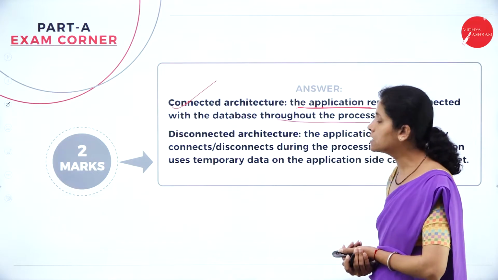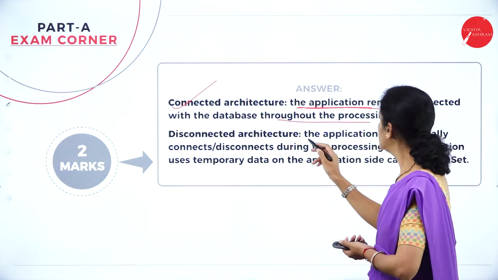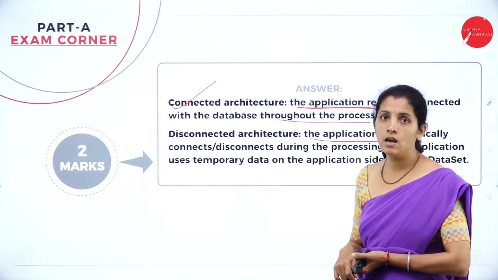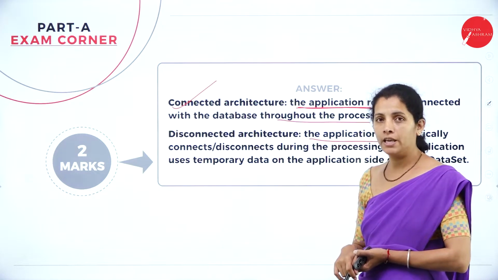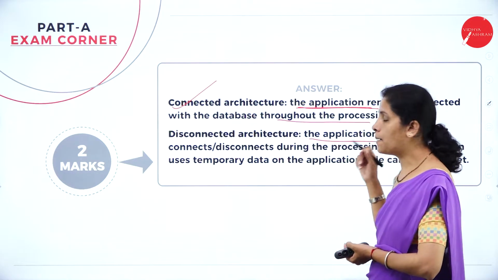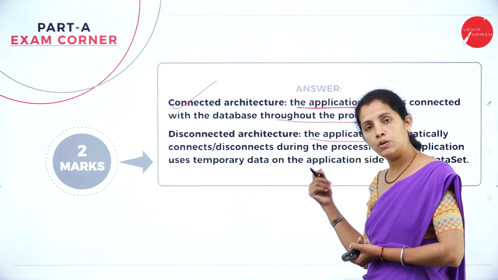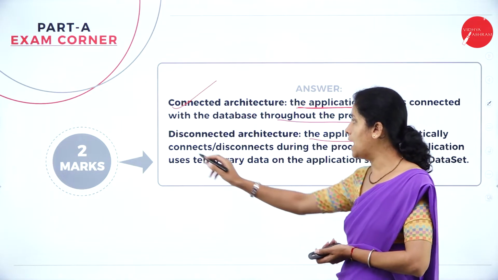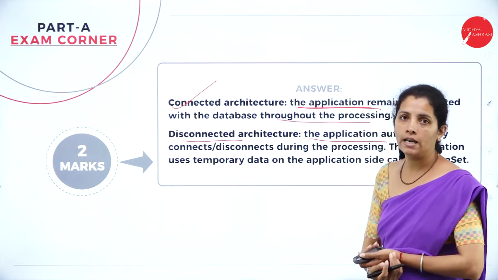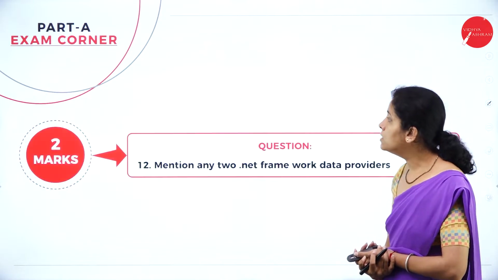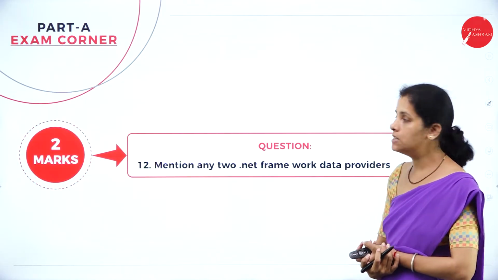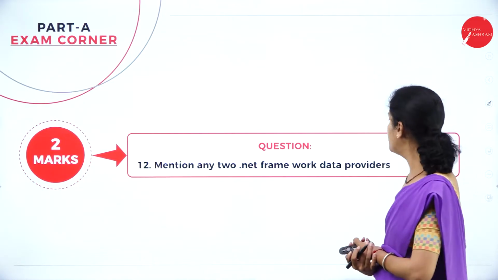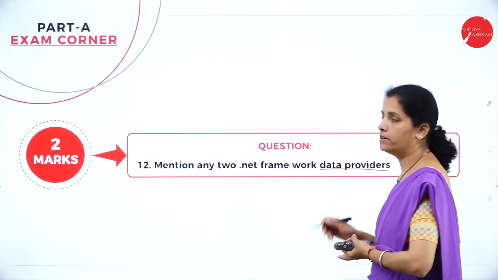Then what about disconnected architecture? The application automatically connects and disconnects based on the application requirement. The application is going to connect to the database or disconnect from the database. That is known as disconnected architecture.